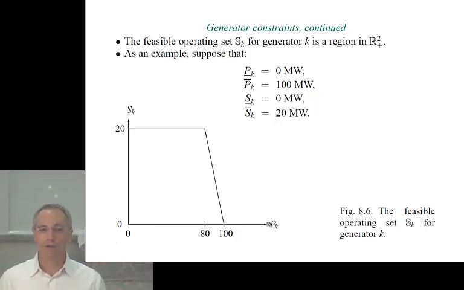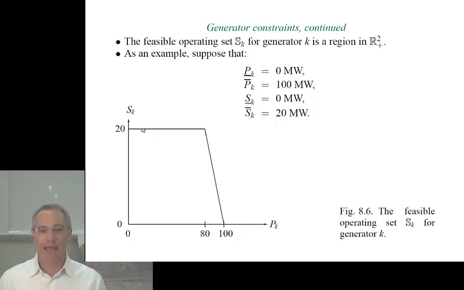The horizontal axis on this graph is pk, the vertical axis is sk. Notice that they're different scales. Here I'm assuming that pk can generate down to 0. That's not necessarily a typical case. Maximum generation is 100 megawatts. The maximum sk that can be provided, the maximum spinning reserve, is 20 megawatts.